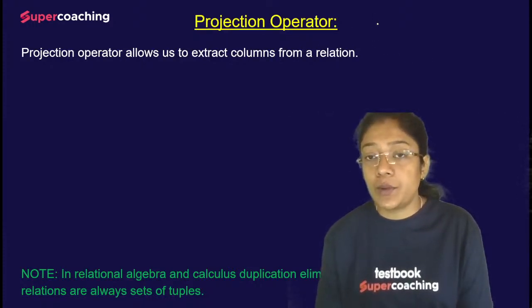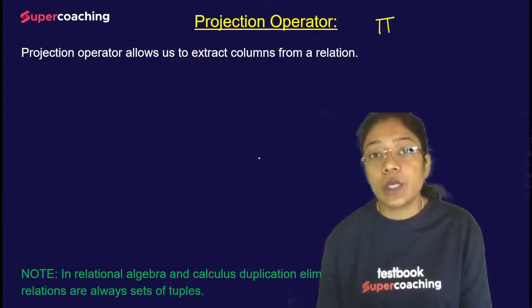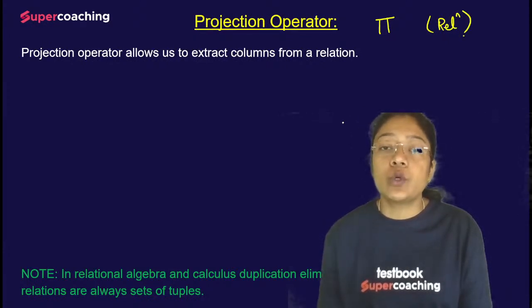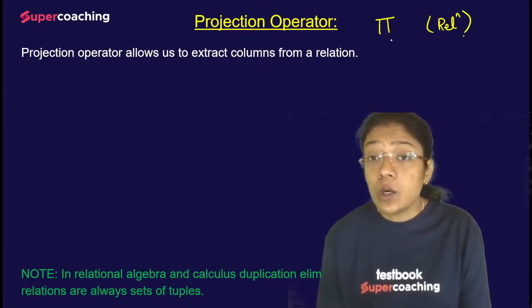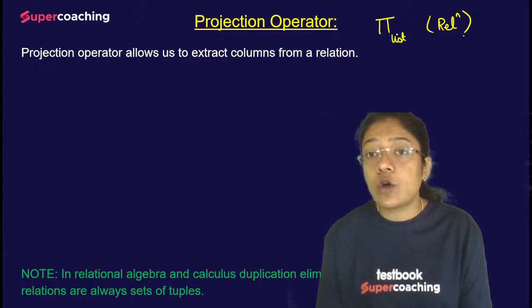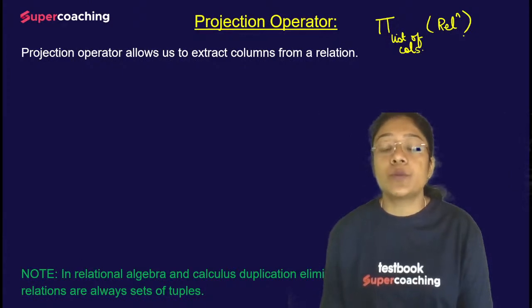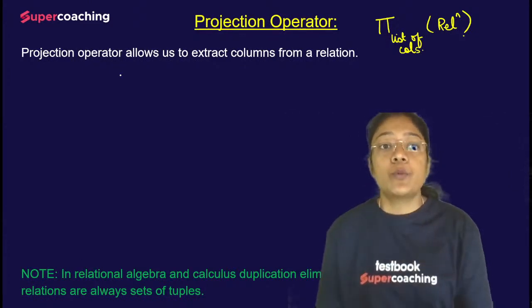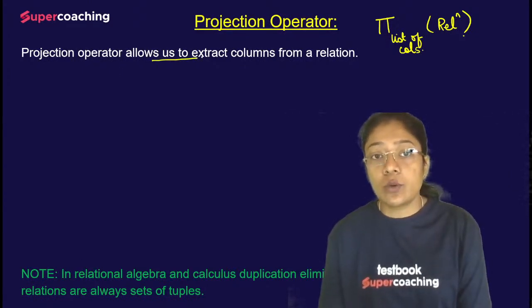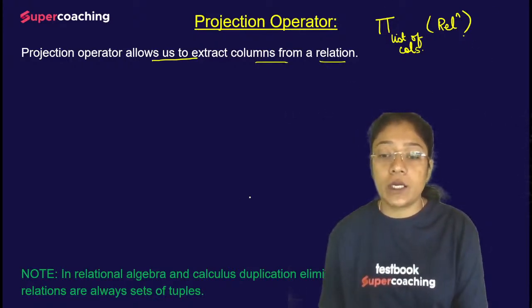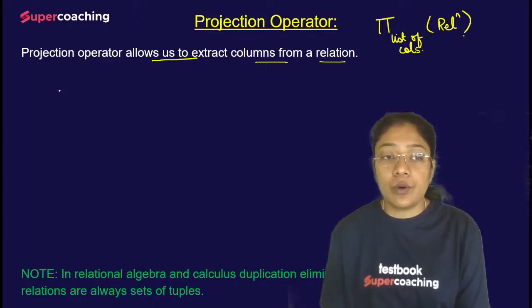Projection operator is represented by the symbol project. From which table do we want to project? Because a lot of tables are there. So here we need to mention the relation from which we want to project the columns. And here we will be providing a list of columns, which columns we want to project. So the projection operator allows us to extract columns from a relation. This is the syntax for the projection operator. Let us execute a query.